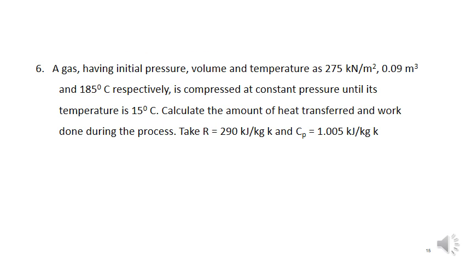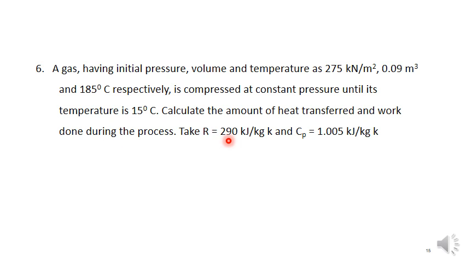So next, a gas having initial pressure, volume and temperature as 275 kilonewton per meter square, 0.09 meter cube and 185 degrees centigrade respectively, is compressed at a constant pressure until its temperature is 15 degrees centigrade. Calculate the amount of heat transferred and work done during the process.